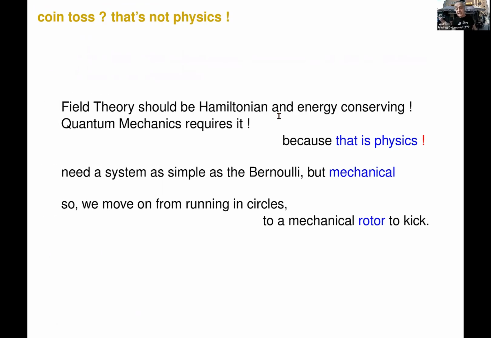But then, this is good enough in math, except I'm supposed to call it theorems and lemmas. But it's not good enough for physicists because we don't have time for this nonsense. Because what do I care about Bernoulli map? I've never seen it in my laboratory, right? If I'm a quantum kind of person, I know that field theory should be Hamiltonian, energy conserving. I can't do quantum mechanics without it.